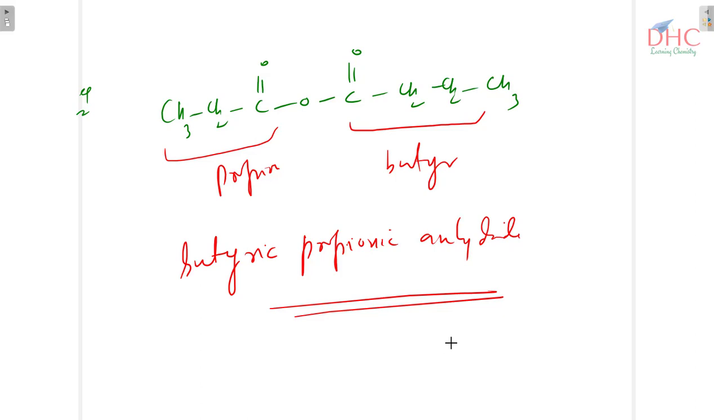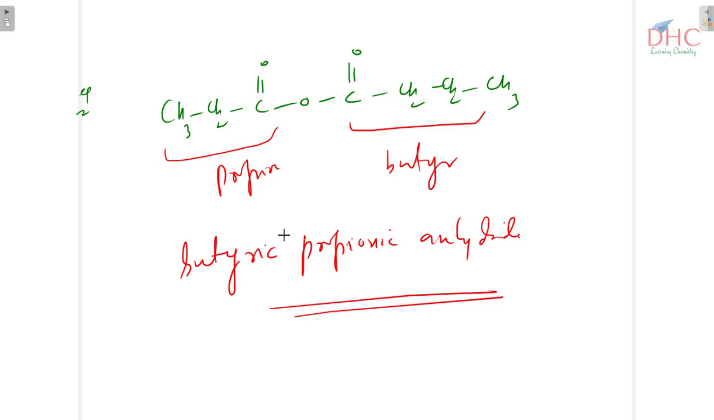So two things you have to remember. First of all, what suffixes you will be using for these functionalities, and then what their prefixes are. Once you keep these things in mind, you will be able to answer all questions. The second point is for anhydrides: you have to count the number of carbons on one side of O. If it is symmetrical, then name it accordingly. But if it's unsymmetrical, you have to name it alphabetically. And here you can see 3 carbons gave propion, 4 carbons gave butyr. B comes first alphabetically, so it's butyric propionic anhydride. This is how you can name these compounds.